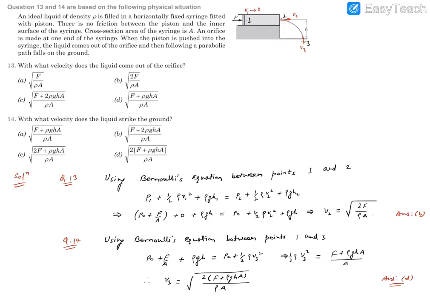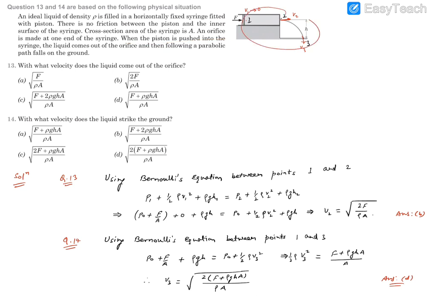Hello, here's the question number 13 and 14, part of this passage. So let me read it and explain. It says an ideal liquid of density rho is filled in a horizontally fixed syringe which is fitted with a piston. There is no friction and cross-section area of the syringe is known to us, and a small orifice is made at one end. When the piston is pushed, liquid comes out of this orifice and follows a parabolic path to hit the ground.